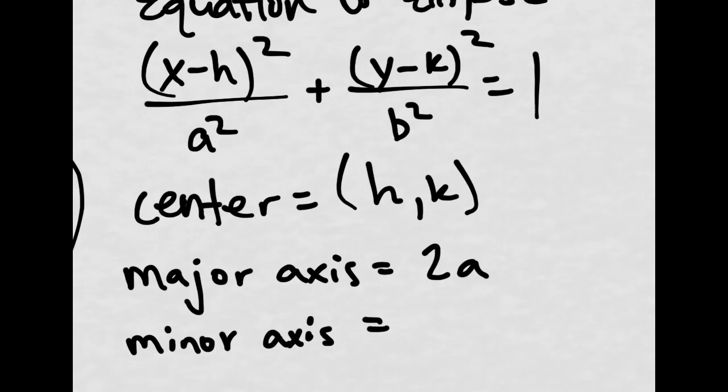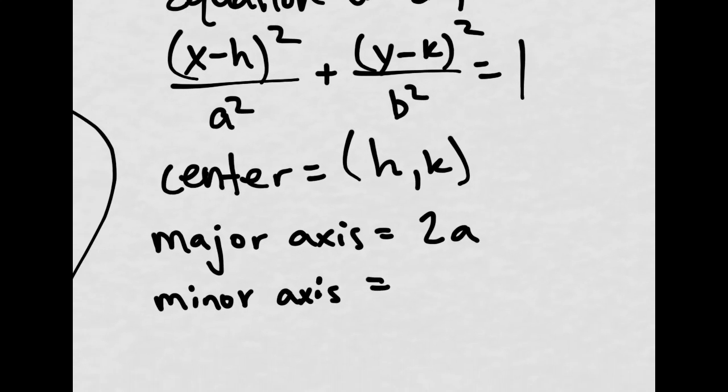So what does that mean we're going to have to do with A? To get A, we're going to have to take the square root of this and then multiply it by 2. So whatever this value is, A squared, you have to take the square root of it, and then multiply it by 2. What do you think the minor axis is going to be? 2b.